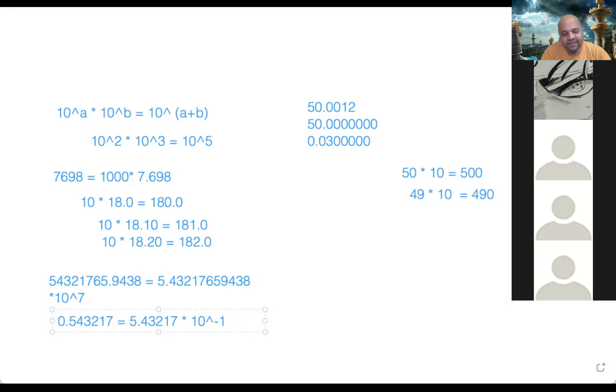Like at the top you wrote 5.43217659438 times 10 to the power 7. So couldn't you write it as 0.5432176599438 times 10 to the power 8? Yeah, you can write it. It is just a convention that we want. You can always write it, and it is a correct number.